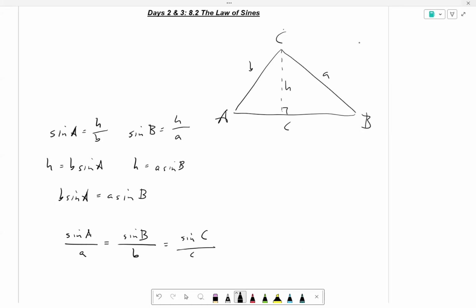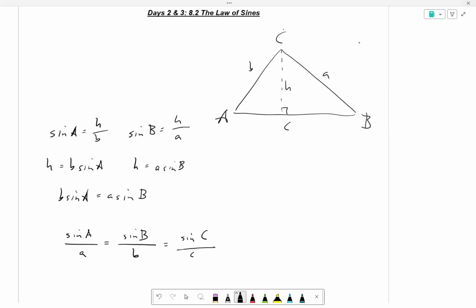Is it a formula? It doesn't seem like a formula. It just seems like a property. So this is something we're going to be using to solve triangles if they're not right triangles. If it's a right triangle, just use the Pythagorean theorem, sine, cosine, tangent. But if it's not a right triangle, use the law of sines.